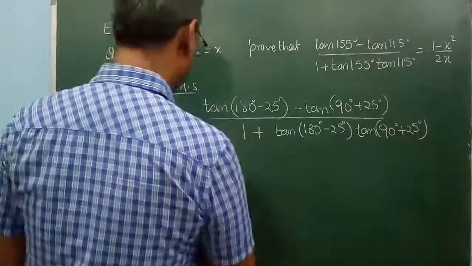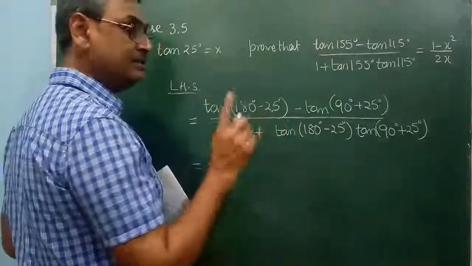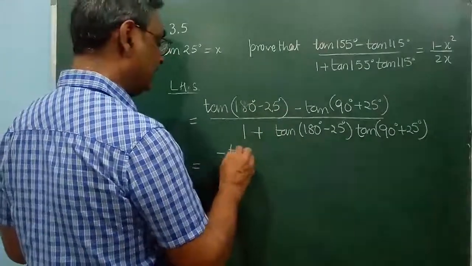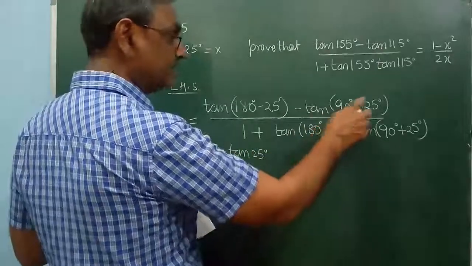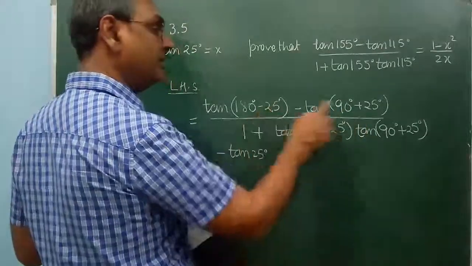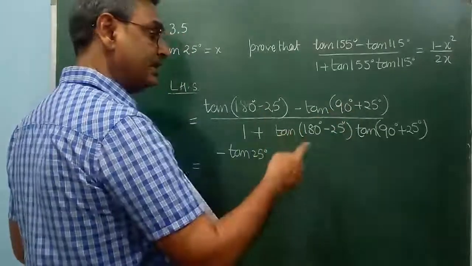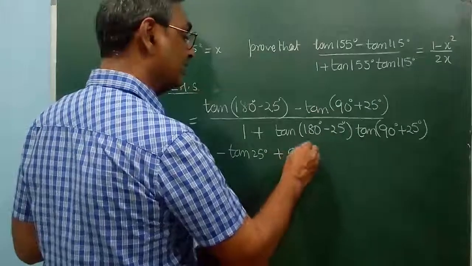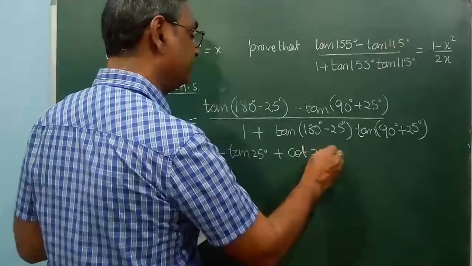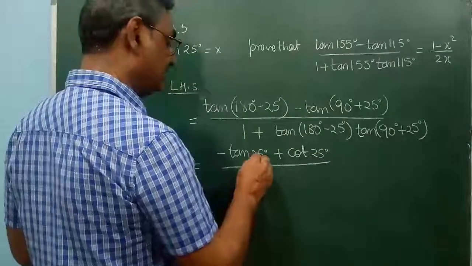Now what will it be there? 180 minus theta, second quadrant. So minus tan 25 degree. Here this is second quadrant, this is also second quadrant because this is 90 plus theta. Second quadrant means minus cot, so it will become plus cot 25 degree upon 1 plus same thing.